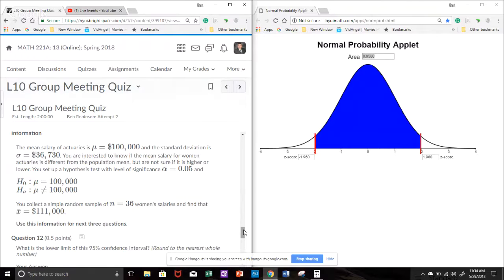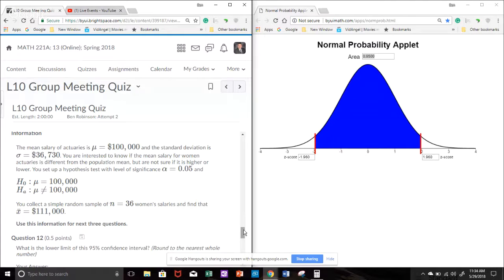Mu equals 100... no, how do you say? 100,000. Okay, thank you. 500,000, and the standard deviation equals 36,730. You are interested to know if the mean salary for women actuaries is different from the population mean, but are not sure if it is higher or lower.